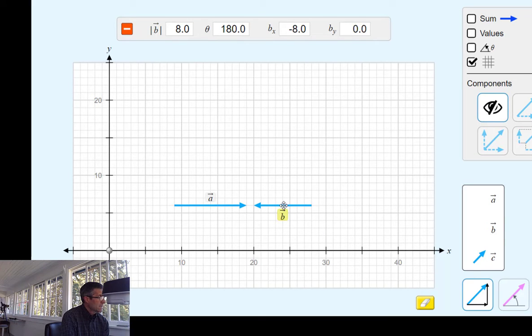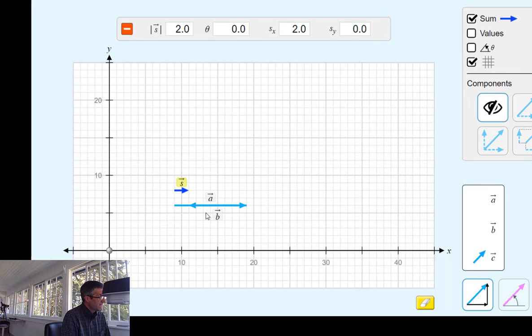The way I add these together is I put them head to tail. I take the head of one and line it up with the tail of the other. If I start here, I follow one vector to the end and then the other vector in the opposite direction, and I can find the sum of these. This simulation shows the sum as this dark blue arrow when I click this box. So when I add these together, I get this.